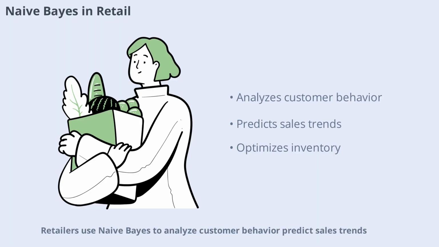Retailers use Naive Bayes to analyze customer behavior, predict sales trends, and optimize inventory. The algorithm processes transaction data to help businesses make informed decisions and improve profitability.